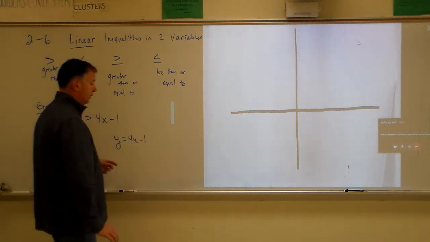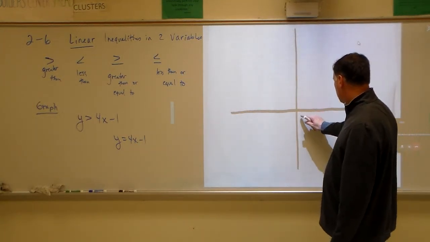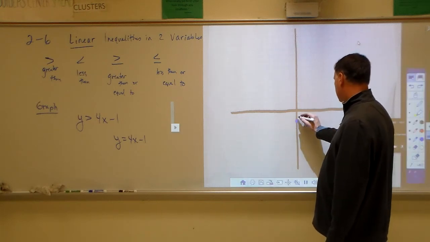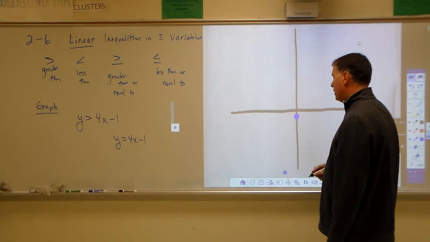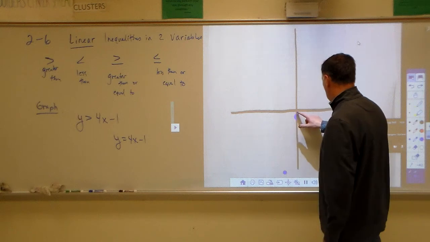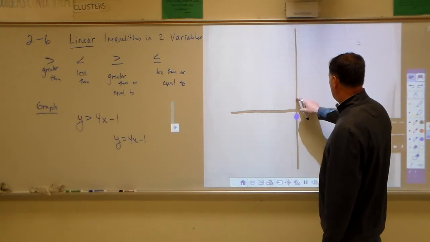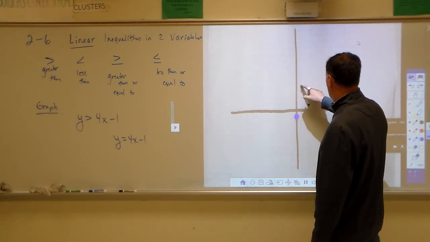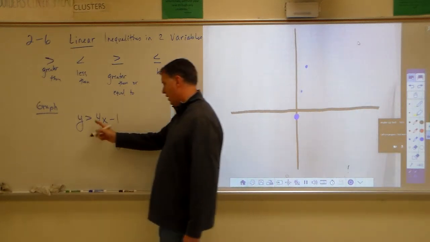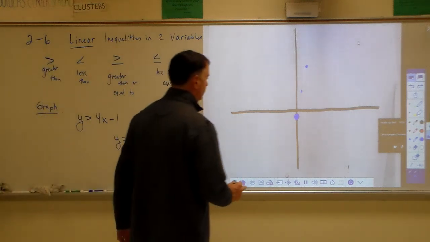So to do that, we've got to go to -1 and put a dot. So I go over here to -1, and I put a dot. And then I've got to go up 4 and over 1. 1, 2, 3, 4 over 1. Now, if it's greater than, I need to make it a dotted line. Okay, so I'm going to make a dotted line.